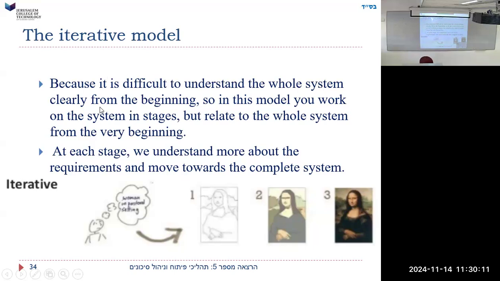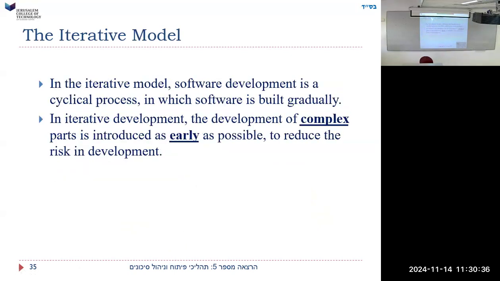Because it is difficult to understand the whole system clearly from the beginning. So in this model, you work on the system in stages, but relate to the whole system from the very beginning. But you still have stages in the sense that you have a design stage, then implementation, and then fixing. At each stage, we understand more and more about the requirements and move towards the complete system as we keep getting better. The iterative model is a cyclical process in which software is built gradually. In iterative development, the development of the complex parts is introduced as early as possible to reduce the risk in development.